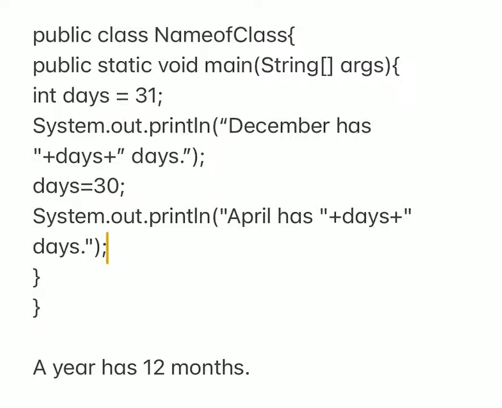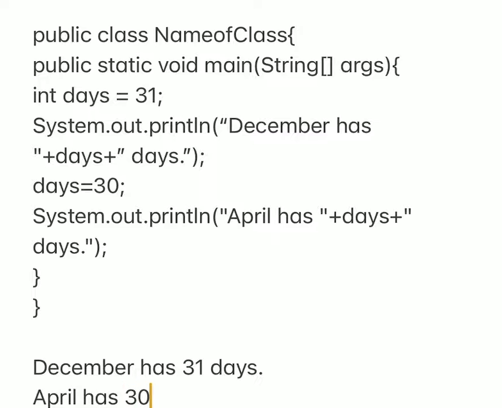And so what this will print out, again, that's it. I'm trying not to over complicate this, but basically it'll just say December has 31 days, and then since we did a println, it'll go to a new line, and it'll say April has 30 days, since it's currently April.